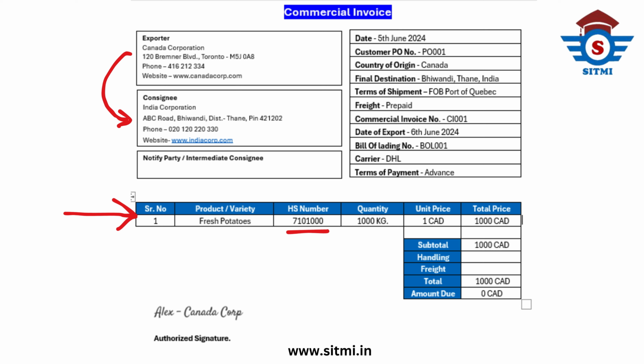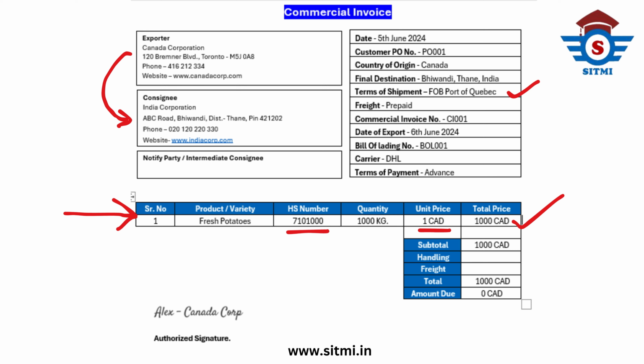HS code for potatoes, which is equal to, my friends, this is another important topic called the HS code. So we will look into this concept in detail in our upcoming sessions. So till then, let's hold on and stay with our examples. The next part in the commercial invoice is unit price, which in our case is 1 Canadian dollar per kilogram. Hence, the total value is 1000 Canadian dollars, currency Canadian dollar. Incoterms: FOB at Port of Quebec.